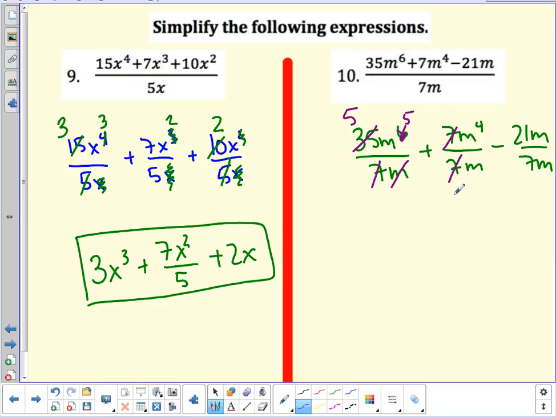7 divided by 7 is 1. M to the 4th over m to the 1st, that goes away, and that's m to the 3rd. And then 21 divided by 7 is 3, and m over m cancels. So I have 5m to the 5th plus m to the 3rd minus 3.